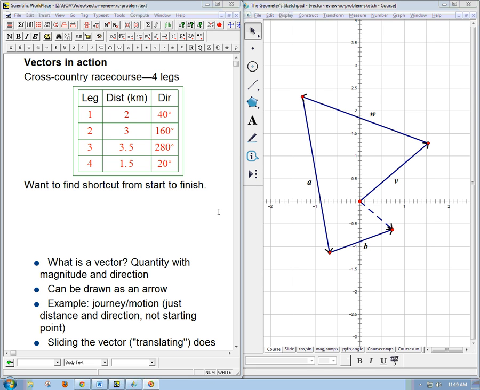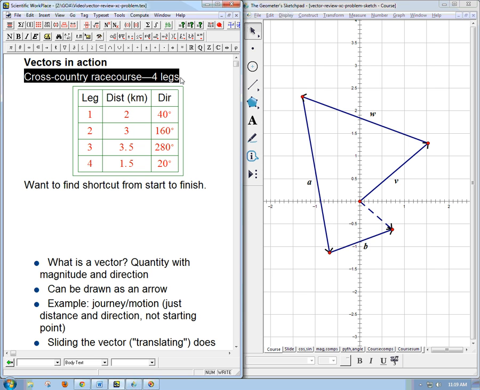This is a brief introduction, or sorry, review of vectors. Some of the essentials of vectors, not everything you need to know about vectors, but a lot of it, in the context of doing a very specific problem. It's a problem I always like to do with my students when we're doing the basics of vectors.